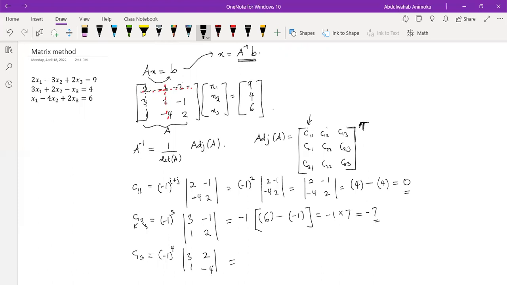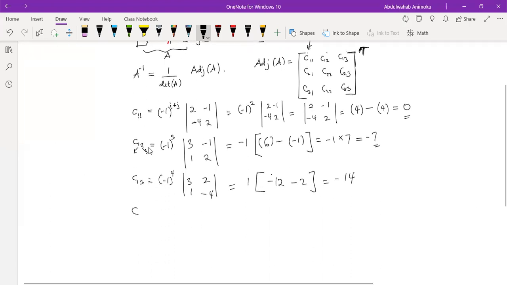So what does that give us? 3, 2, 1, minus 4. And that gives us what? 1 times 3 times minus 4, that's minus 12, minus 2, that's minus 14. Now C14, so let's find C14.